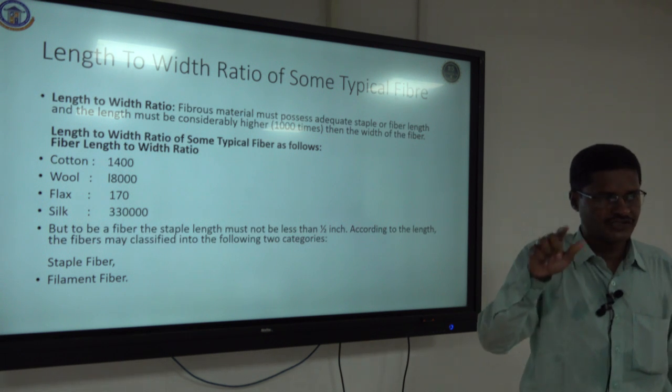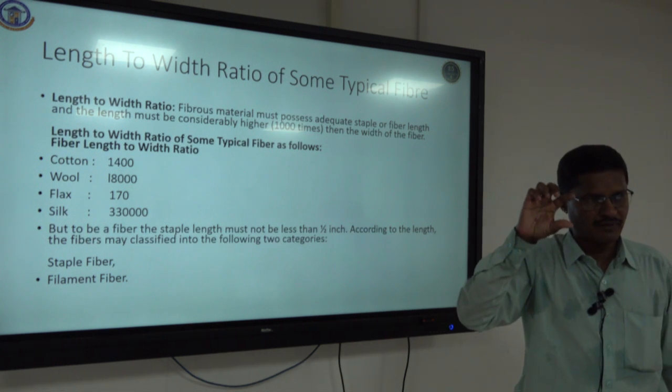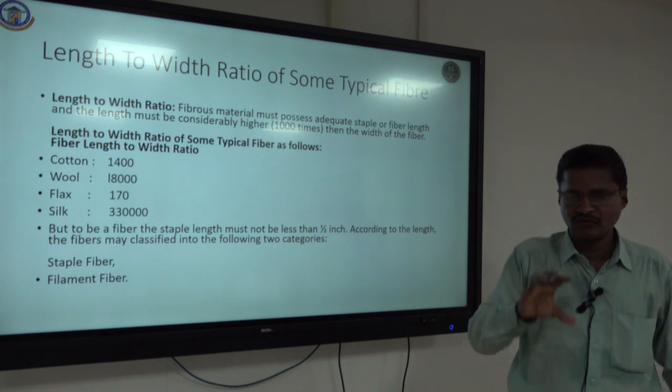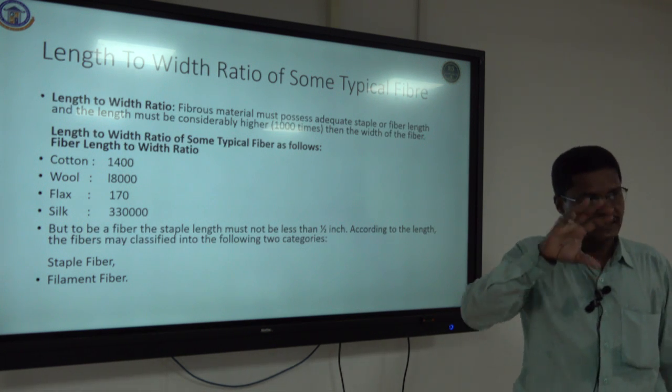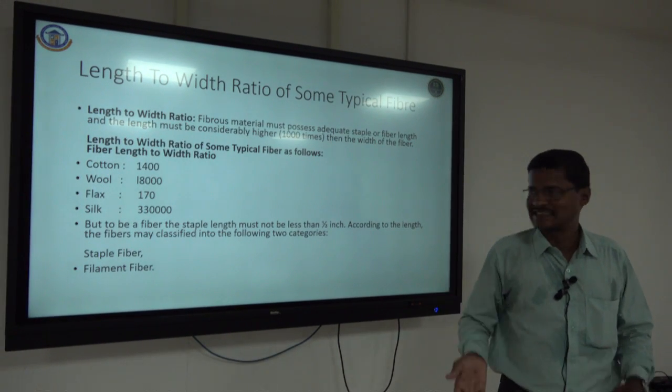1000:1. What is meant by 1000:1? 1000 is length, 1 is width. For example, if the fiber diameter is 1 mm and it has a 1000 mm length, then only it is a very good fiber, and it will have a proper length and will be eligible for producing the next stage.